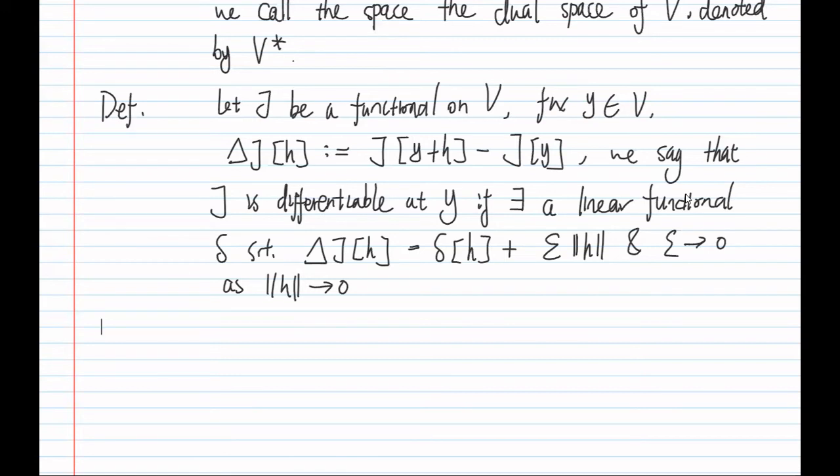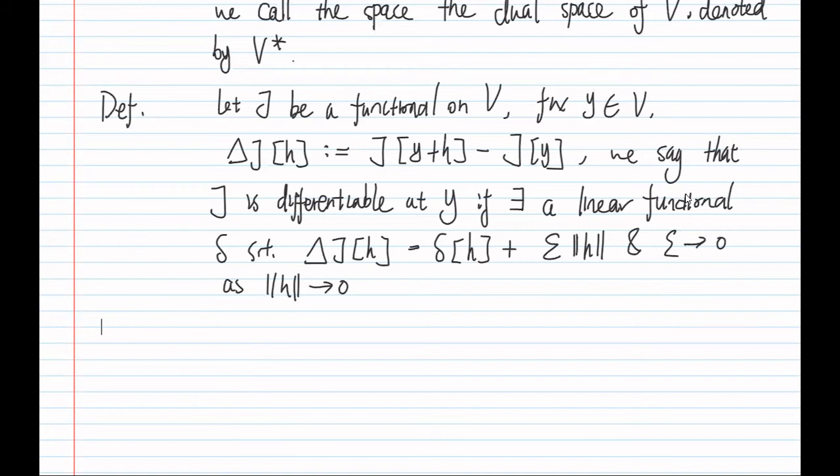So this corresponds to the notion of a derivative of a function at a point, right? And you can also see that if the functional J is differentiable and its first variation is bounded, then J at the point y is continuous, right? So this corresponds to the notion of saying a differentiable function at a point is continuous at that point.